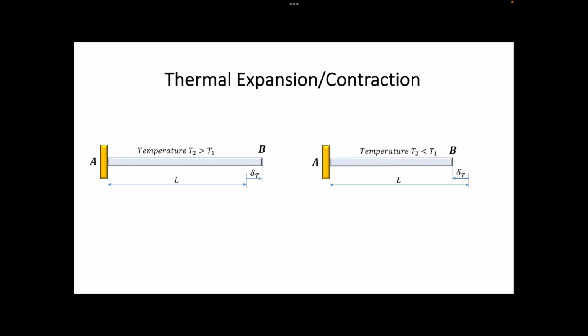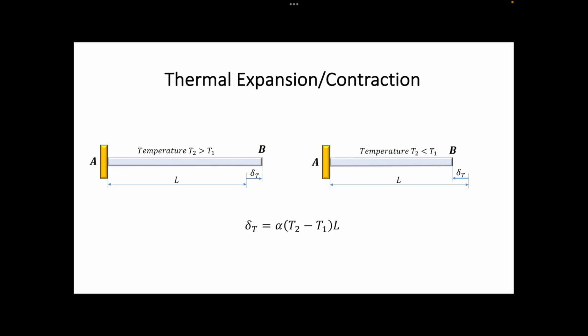As you can see, the bar elongates in the first scenario and contracts in the second scenario. It has been found from experiments that the amount of elongation or contraction is linearly related to the temperature change, and can be determined using the following equation. In this equation, delta T is the thermal elongation or contraction. T1 and T2 are the temperatures within the body of the bar before and after the temperature change.